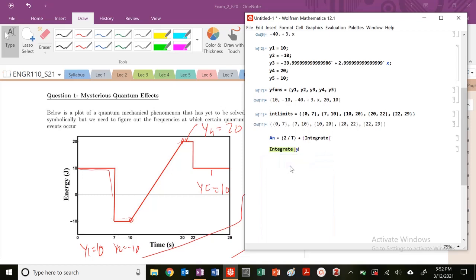So I want to integrate my first function, y funds 1, times cosine of 2 times pi times n times t divided by capital period T, where t goes from my first limits. I could look over here, int limits 1. So I want to go from 0 to int limits 2, comma, int limits 2.